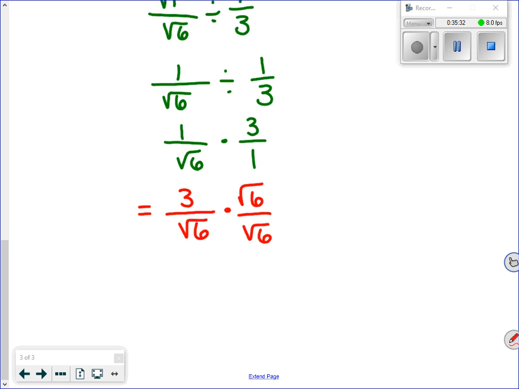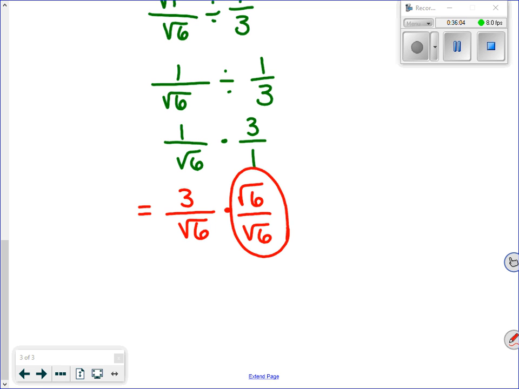And I never said this today because you guys were like, oh, I remember we did this. But do you understand why you can multiply the top and bottom by the square root of 6? What is this the same as? 1. So you can't just decide to multiply or divide because it changes the value of your number. But you can multiply or divide by 1 because it doesn't change the value of your number. Okay, so that's why we can get away with this, is because we're doing it to both the top and the bottom, which is keeping our value the same.